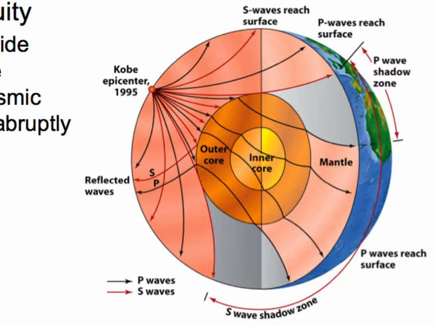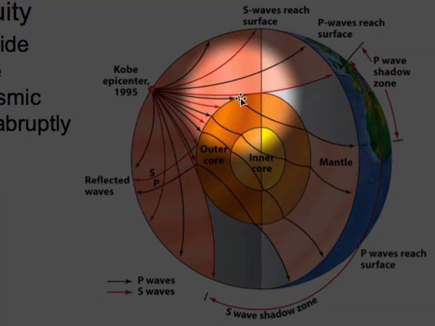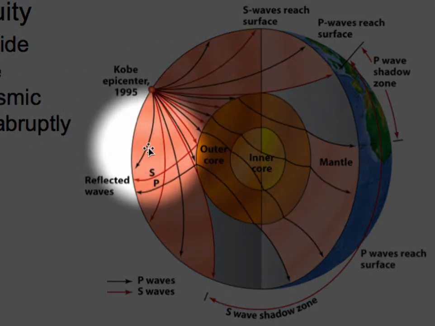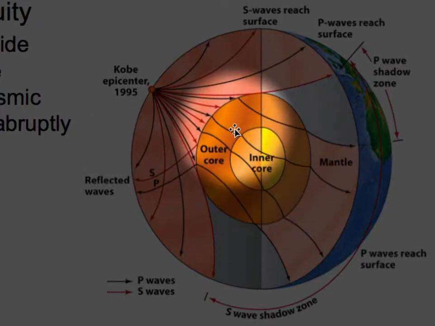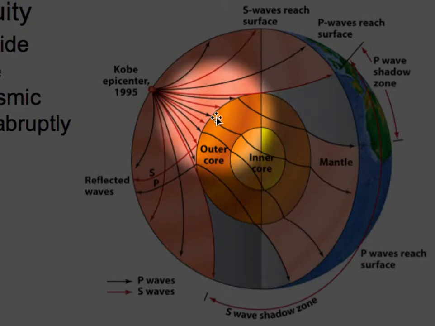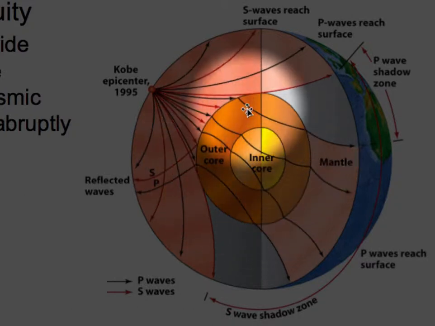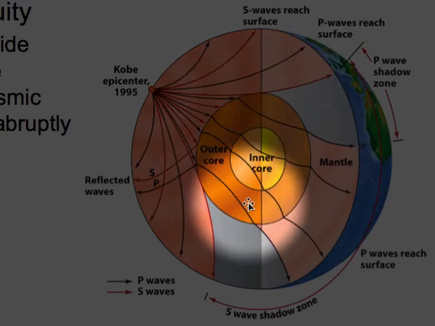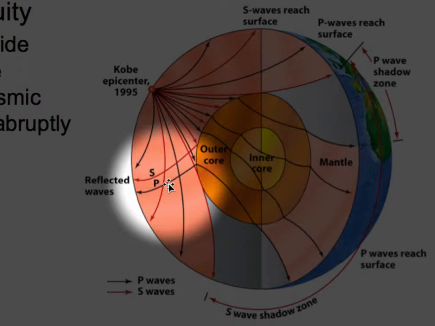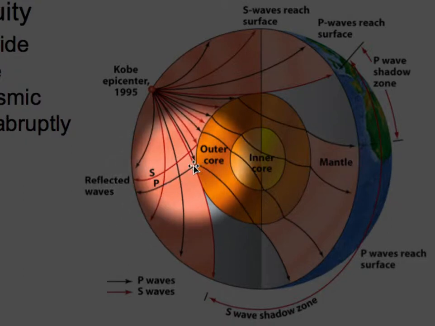For example, S waves, as we see here in the red arrows, can't pass through liquid. The outer core of the Earth, as we know, is in a liquid state. So the S waves actually get absorbed by the outer core. They don't pass through. S waves are capable of going around the outer core, but they can't pass through it. P waves, on the other hand, do pass through the outer core, but they get bent substantially in the process.